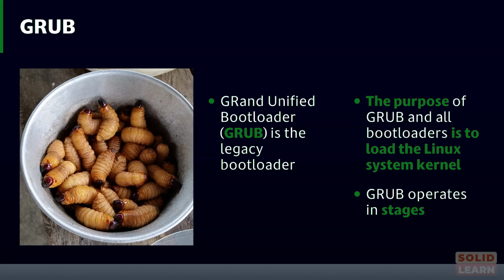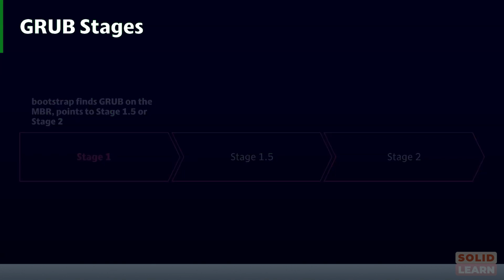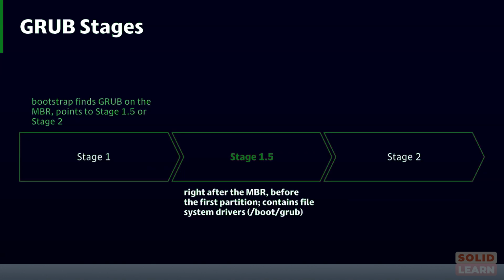GRUB operates in stages. And those stages are stage 1. And that is where that bootstrap we saw finds GRUB on the master boot record, and it points to either stage 1.5 or stage 2. Now, GRUB may go to stage 1.5 right after that master boot record sector before the first partition if it needs specific file system drivers. So if you're loading something wacky or you're using an older version of Linux that doesn't have the drivers that you need to boot up that particular file system, you're going to go to stage 1.5. Do not pass go. Do not go to stage 2 before you get that loaded.